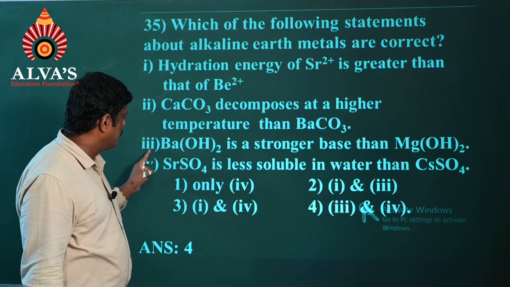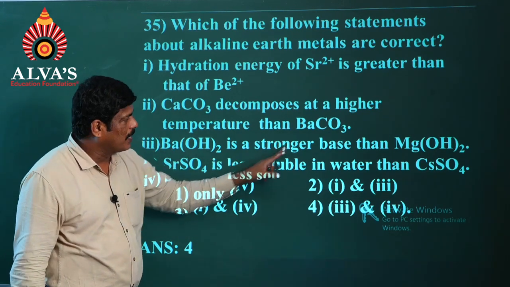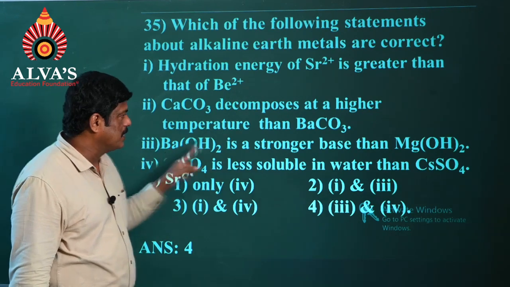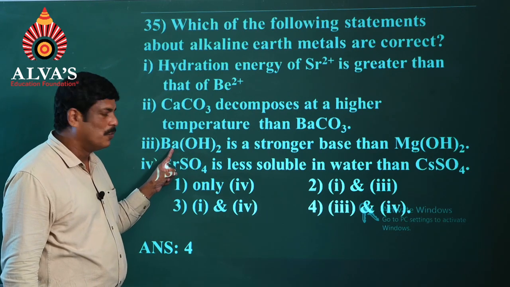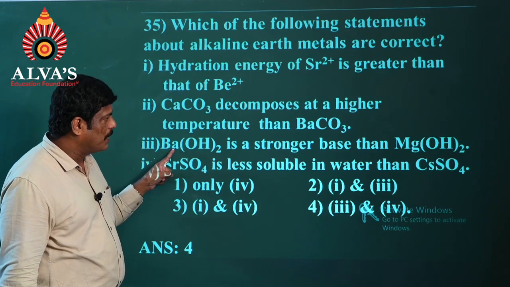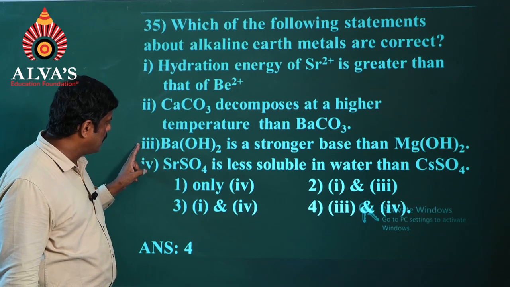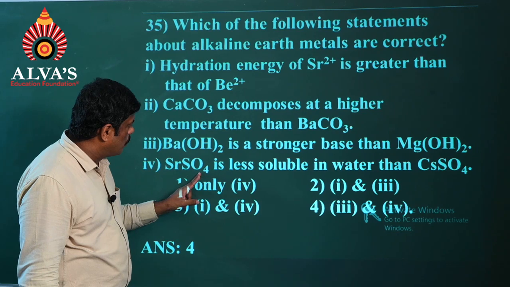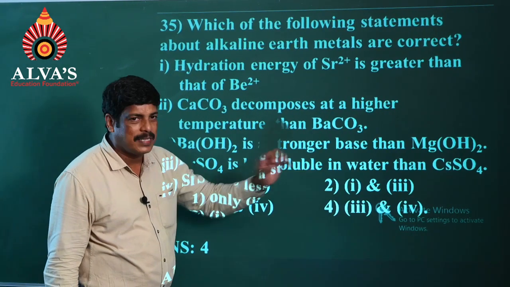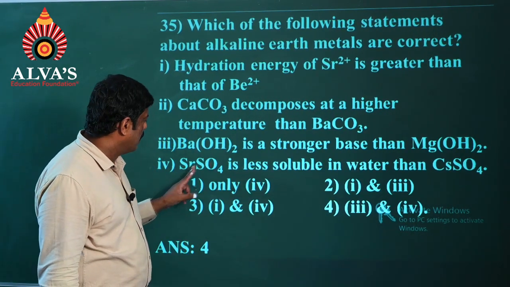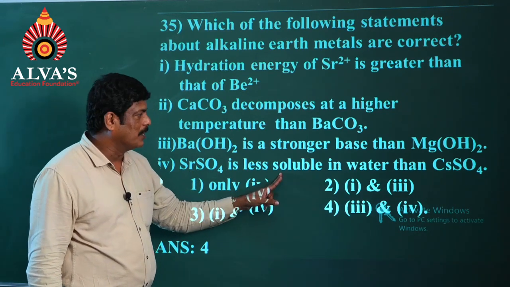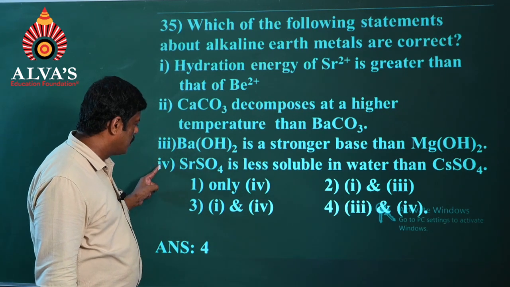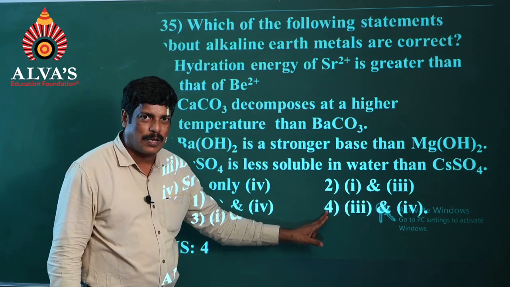When you come to the third statement, Ba(OH)2 is a stronger base than Mg(OH)2. It is correct because Ba is bigger in size than Mg, hence ionic character is more. It's a stronger base than Mg(OH)2. So the third statement is correct. When you come to the fourth statement, SrSO4 is less soluble in water than CsSO4. It is also correct. SrSO4 is actually insoluble in water, but CsSO4 is soluble in water. Hence the third and fourth statements are correct, so we can go for the fourth option.